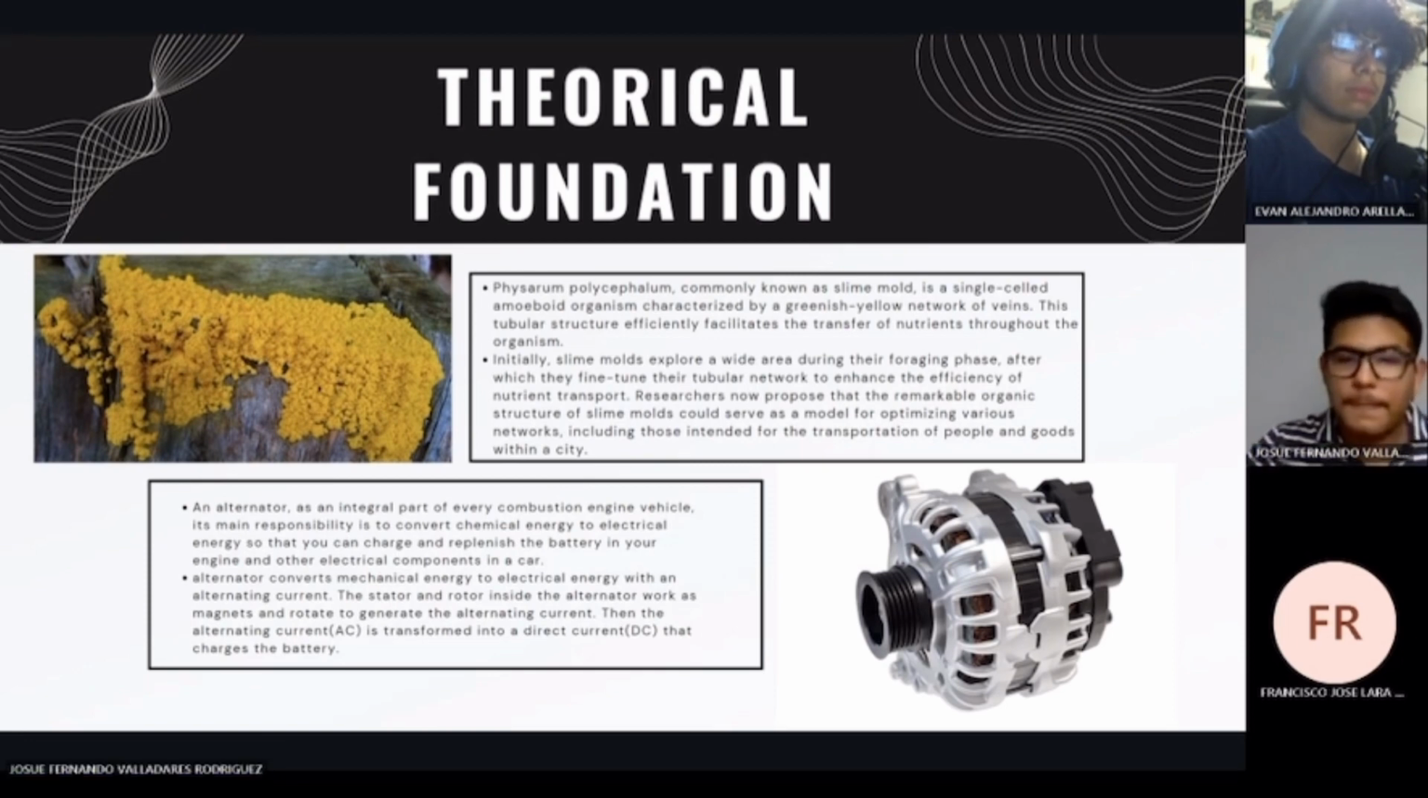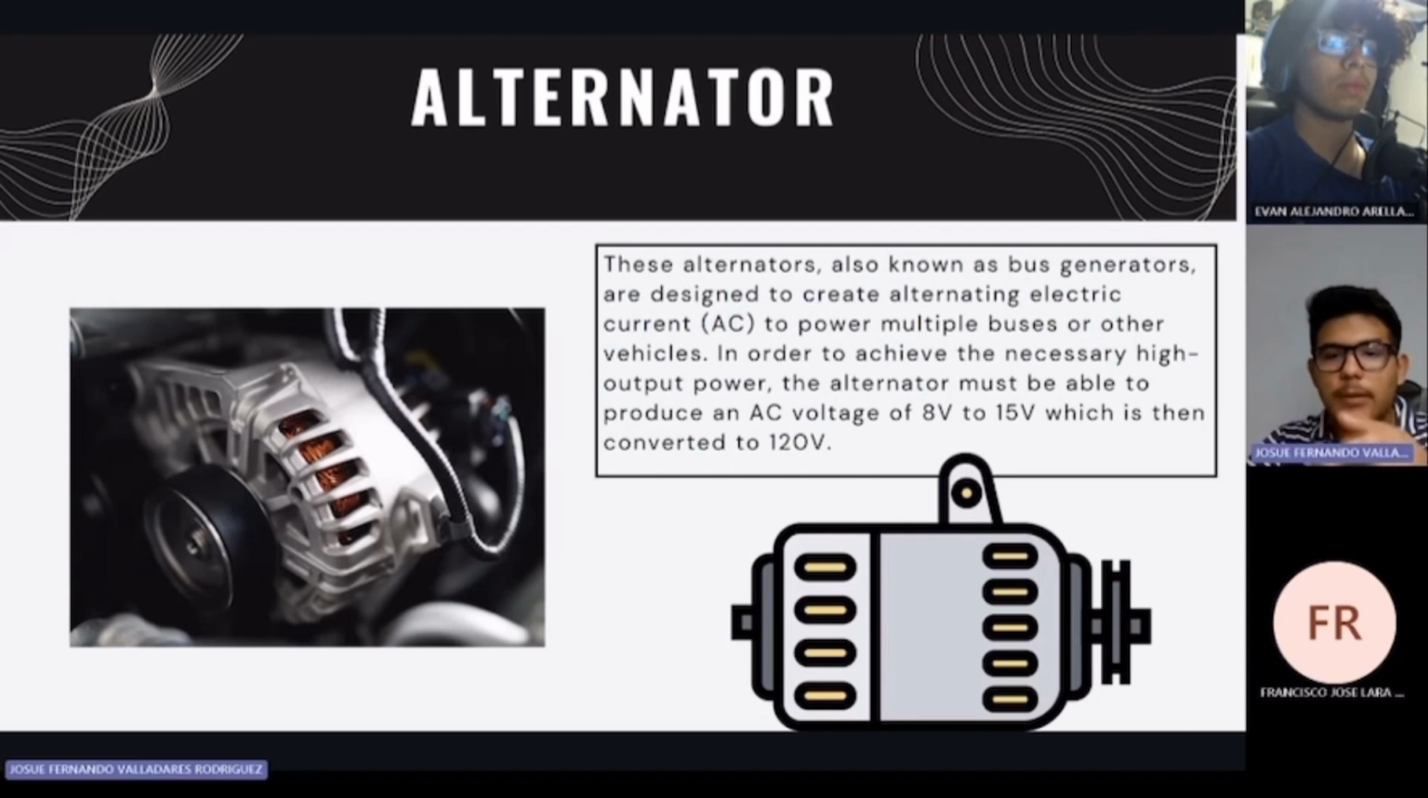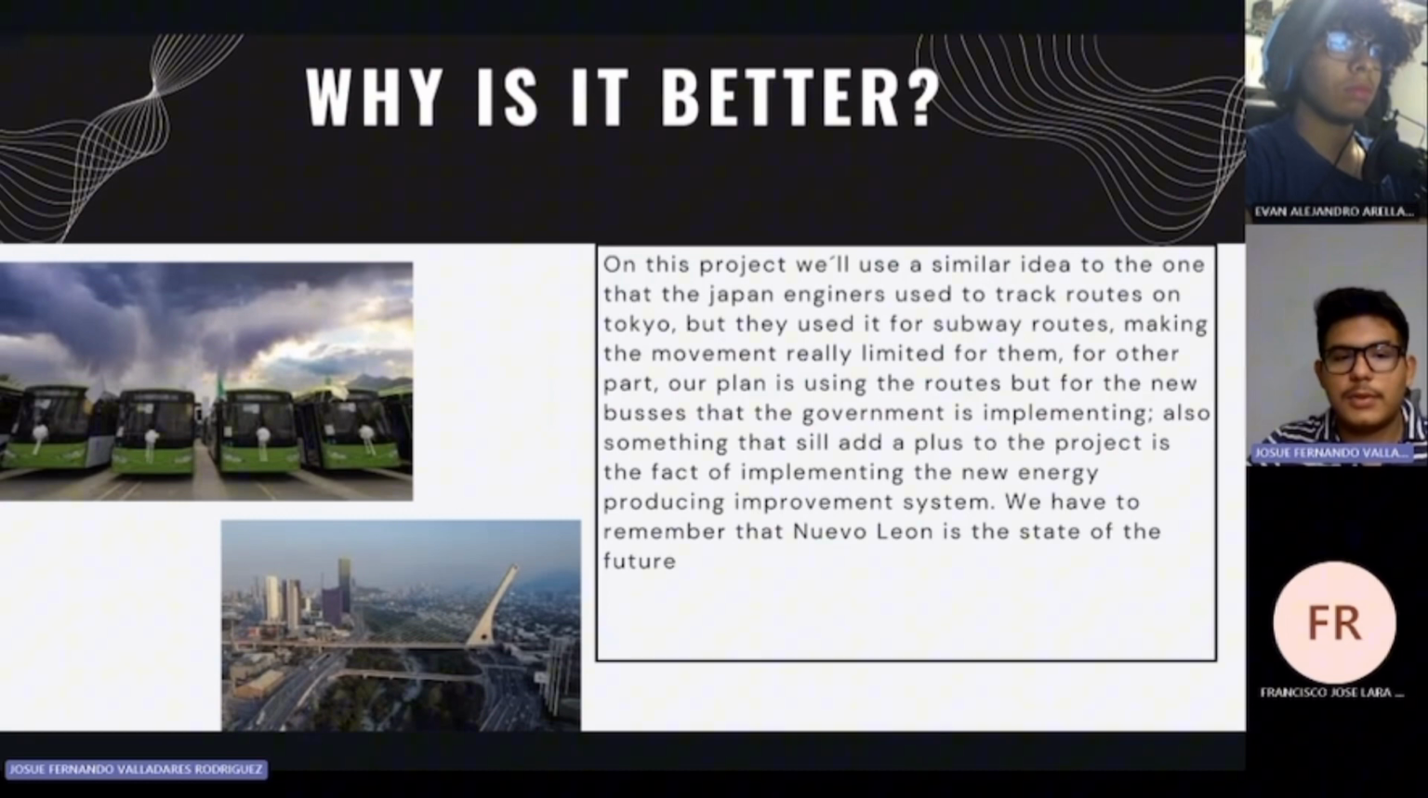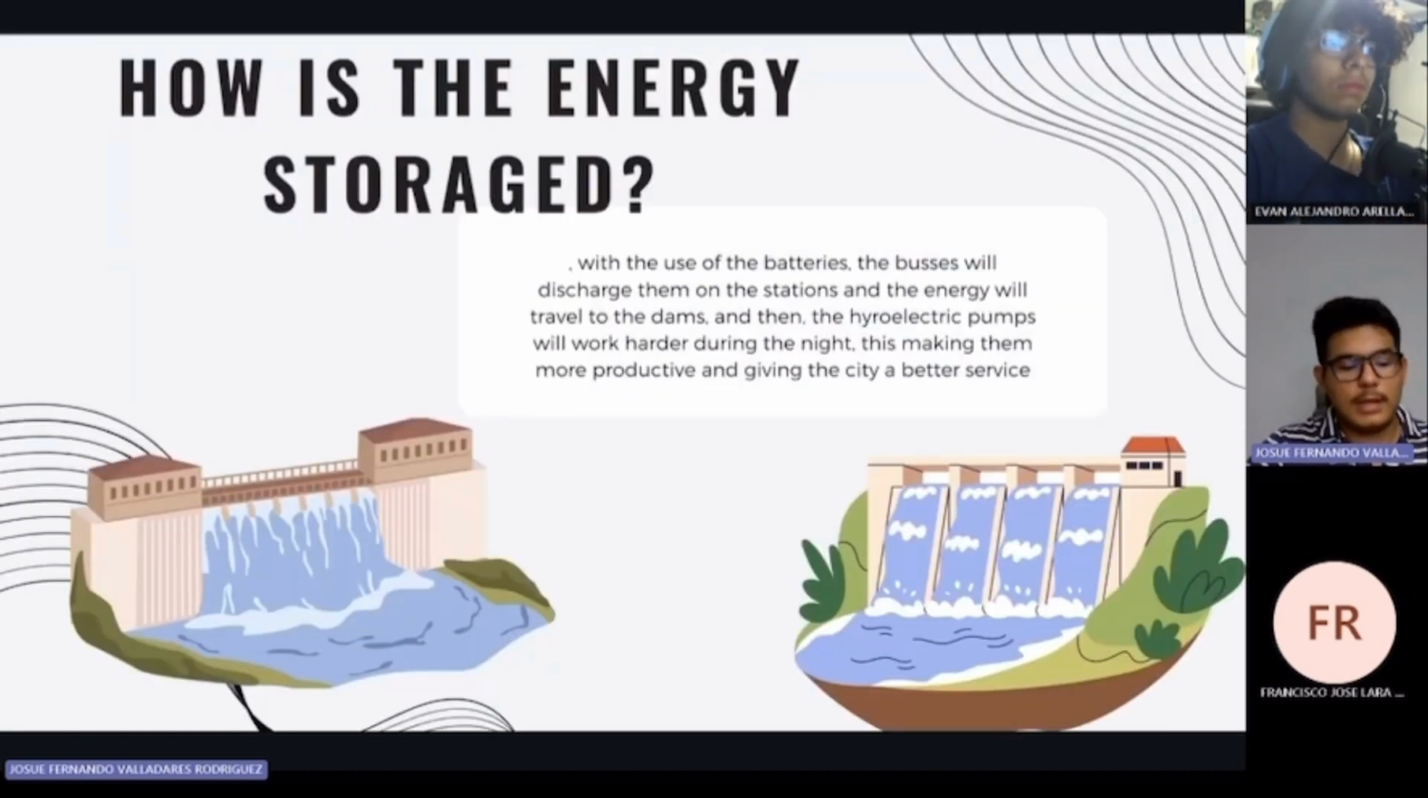And that's all. Here's the voltage that the alternator makes. It produces a voltage of 8 volts to 15 volts, depending on the alternator, but it is then converted to 120 volts. What is better? The energy made by the buses will be stored.